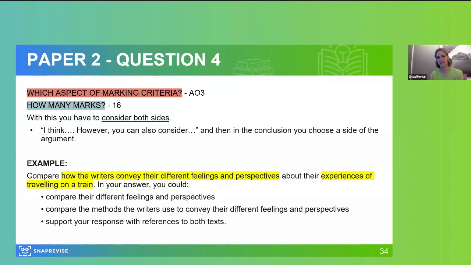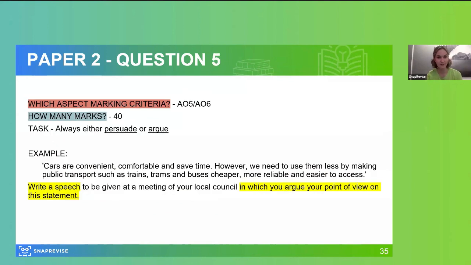And again, think about maybe four quotes each per paragraph, so that you can provide some in-depth analysis. But just think about making sure that you PEA and that you are comparing whatever it is you're being asked to analyze. So in this case, the different perspectives or feelings.